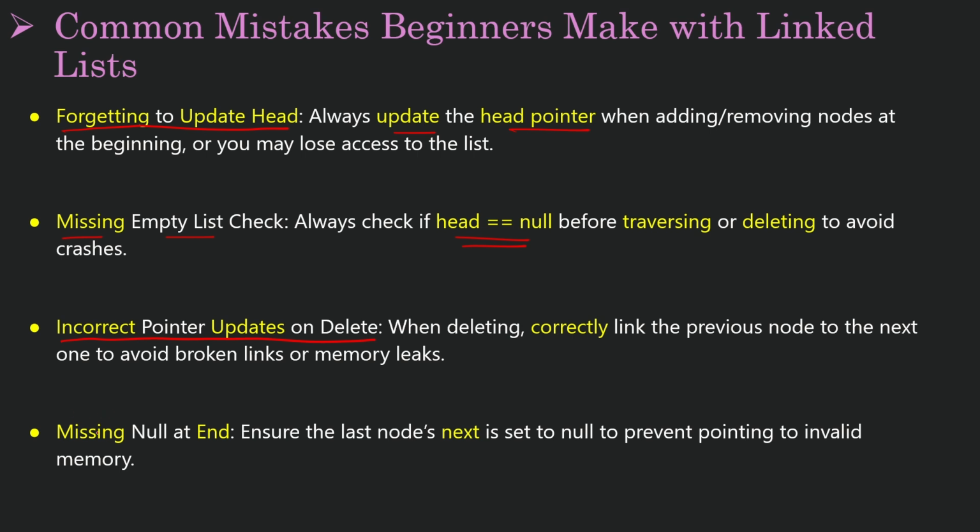Not setting the last node's next to null. When you add a node at the end, ensure its next pointer is null. If you forget, your list might accidentally point to some random memory, causing errors when you traverse. These mistakes are super common, but with practice, you'll get the hang of managing pointers. Want to go back to our code and add some checks to avoid these errors?